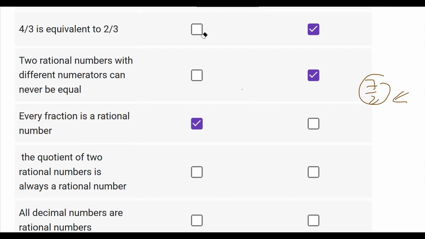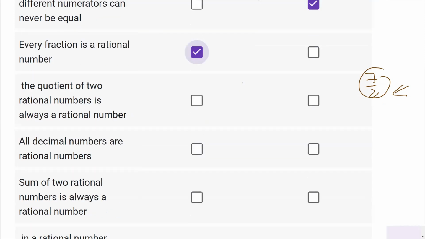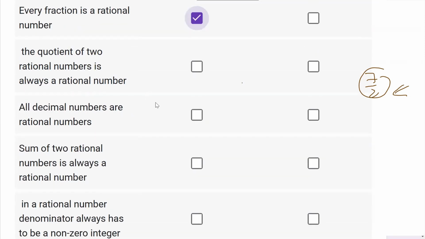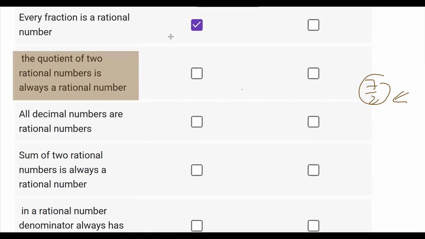Now the next one is, the quotient of two rational numbers is always a rational number. That means on dividing two rational numbers, we should always get a rational number. Well, ordinarily it is true, but except for 0. Like 7 is a rational number, 0 is a rational number, but on dividing these, the quotient is not a rational number, as you know. So we'll say that this is again a false statement.